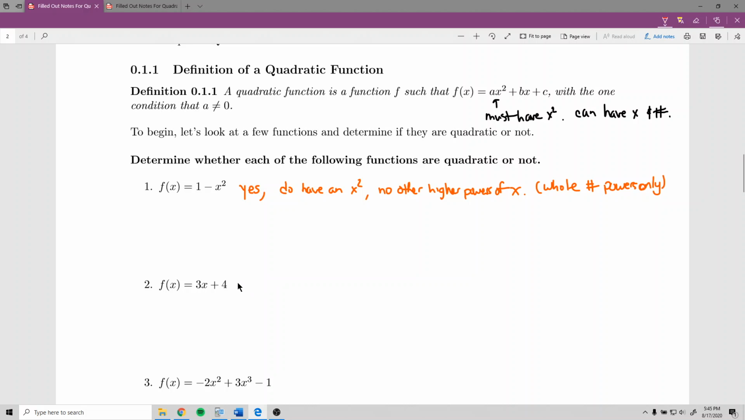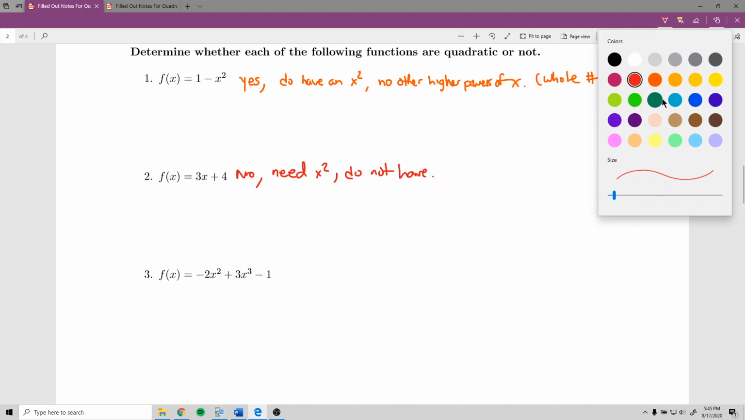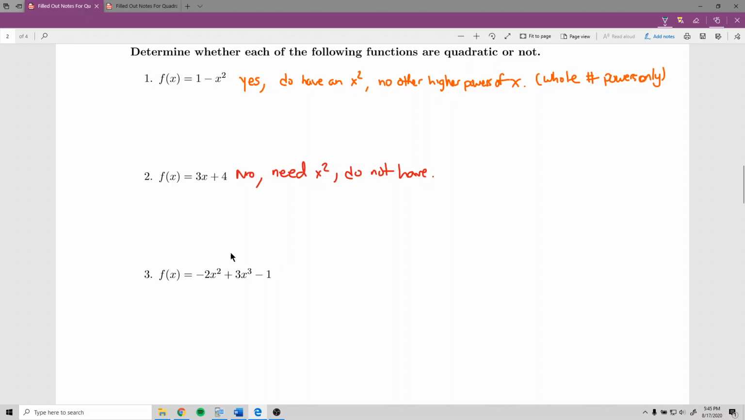So the second example down here, f of x equals 3x plus 4, is not a quadratic function because we need an x squared and we do not have one. And then the last example I have here is just to reiterate what I've already written up here. We do have an x squared, we got negative 2x squared in this last example, but we have an x cubed, which is bad for asking this question. We cannot have x cubed, so it's not a quadratic function.